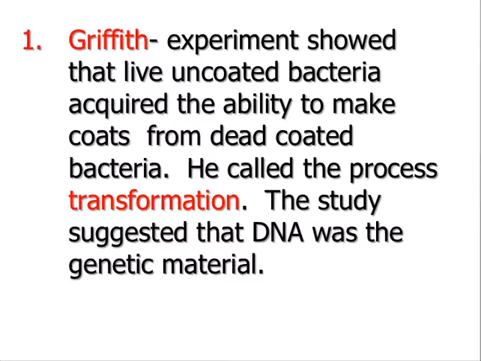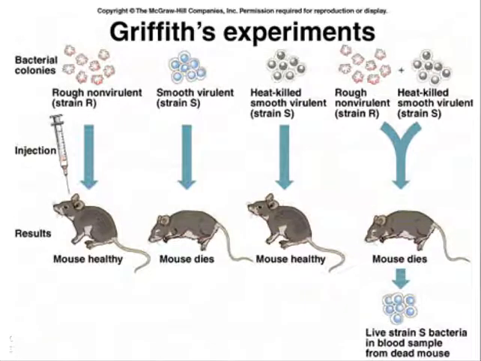So the Griffith experiment showed that live uncoated, or let's say shelled, bacteria, which has a shell coating around it, acquired the ability to make coats from dead coated bacteria. He called the process transformation, and the study suggested that DNA was the genetic material. All that being said, this gets a little confusing. Here's a diagram of what he did.